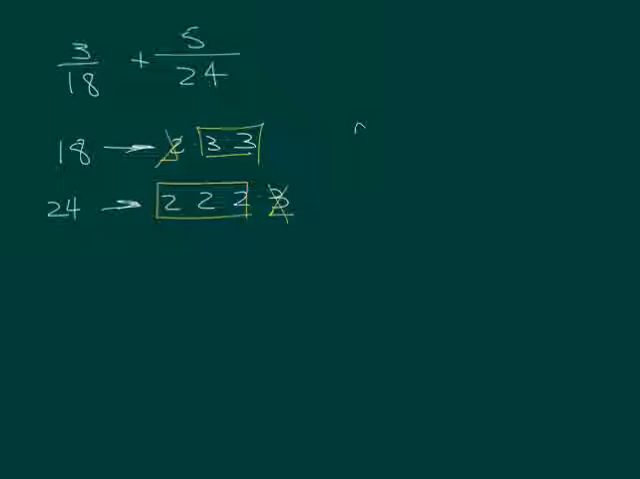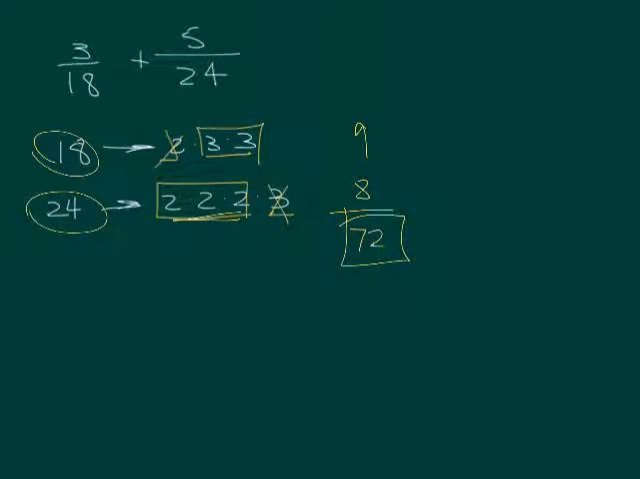Okay, so this gives me 9, and this gives me 8. So my least common denominator is 72. So both 24 and 18 go into 72 evenly. So once we find that out, that brings us to our next step.